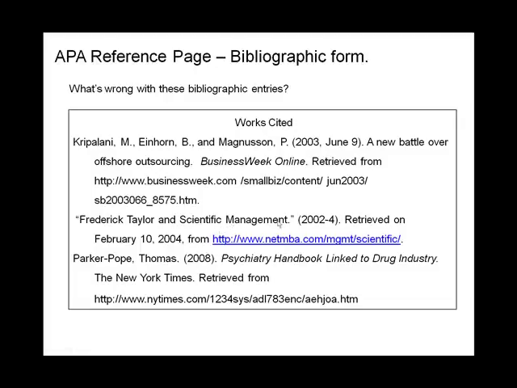This part, retrieved on February 10th, 2004, should not be there. It should just read retrieved from and then the URL. Notice the URL has a hyperlink. You need to get rid of that.